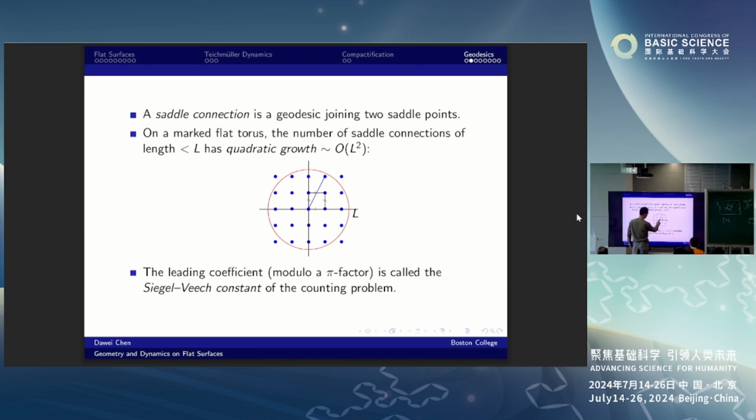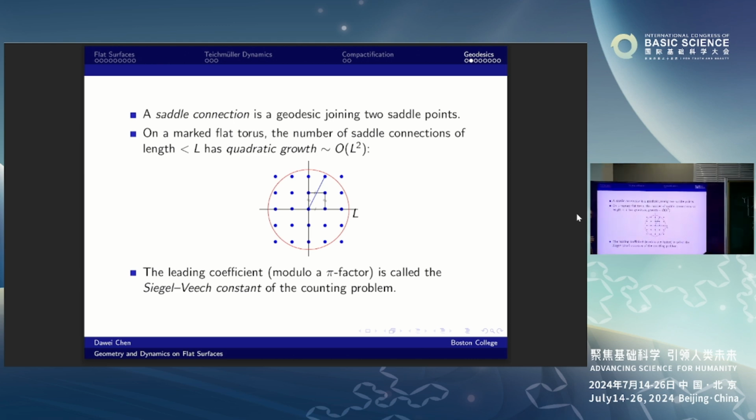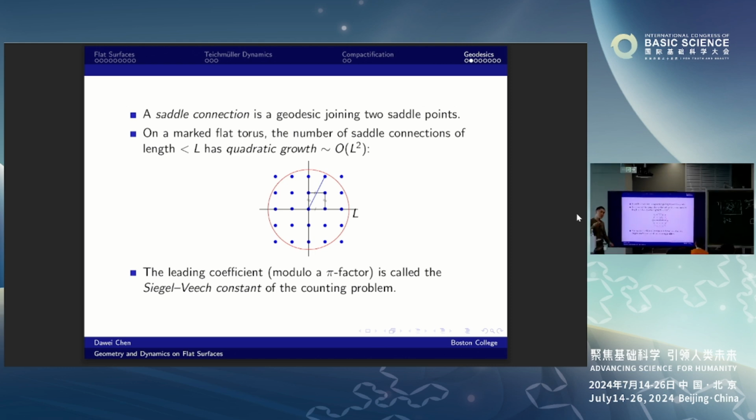For example, if I go in this direction, here's the middle point, it will go down and then go here, right? But I can also unfold this torus into the universal cover, that is the entire plane, so that these vertices become integral lattice points in the plane. And suppose I want to count the number of saddle connections of length bounded by some large number L. So it might not be easy to get a precise count, but at least we can control its asymptotic behavior.